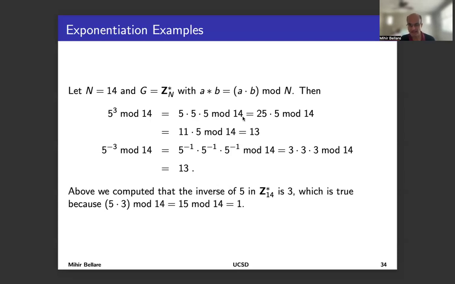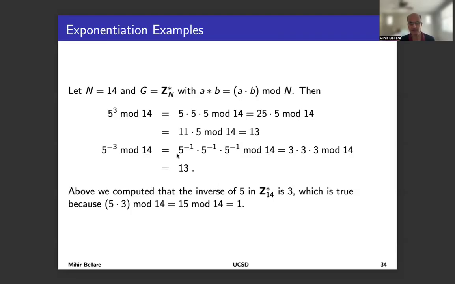And now I have to compute that, and here I can use my tricks. 5 times 5 is 25, so I have 25 times 5 mod 14. I can straight away reduce the 25 mod 14 to 11 and multiply that by 5 to get 55 mod 14, which is 13. What if I have to raise 5 to the power negative 3 mod 14?